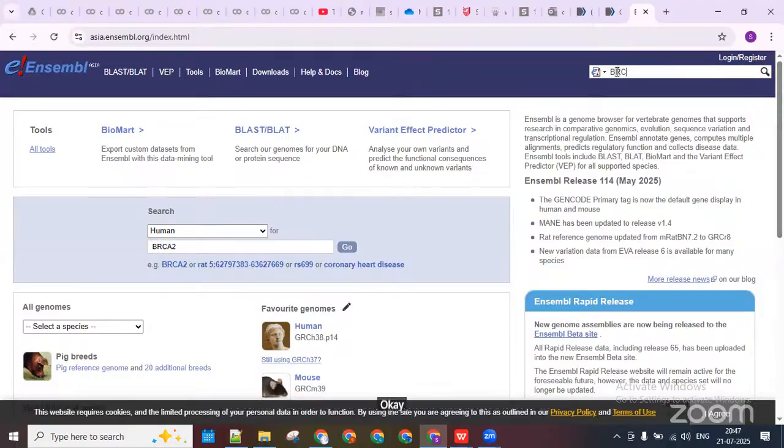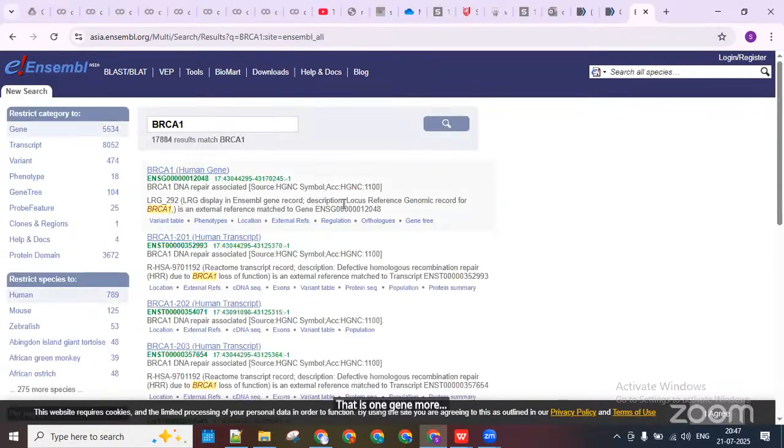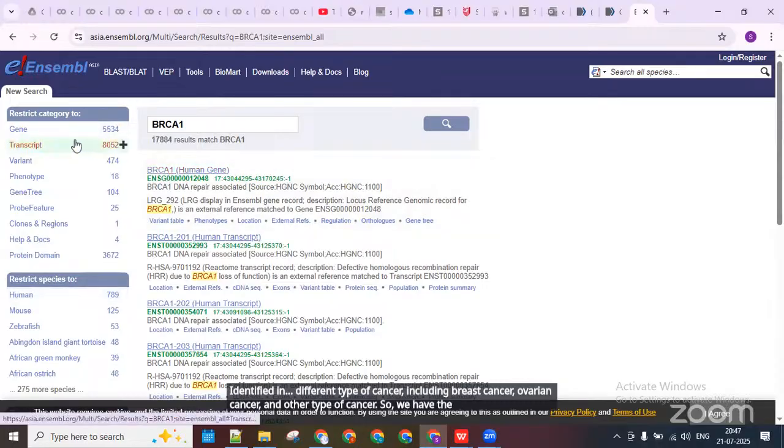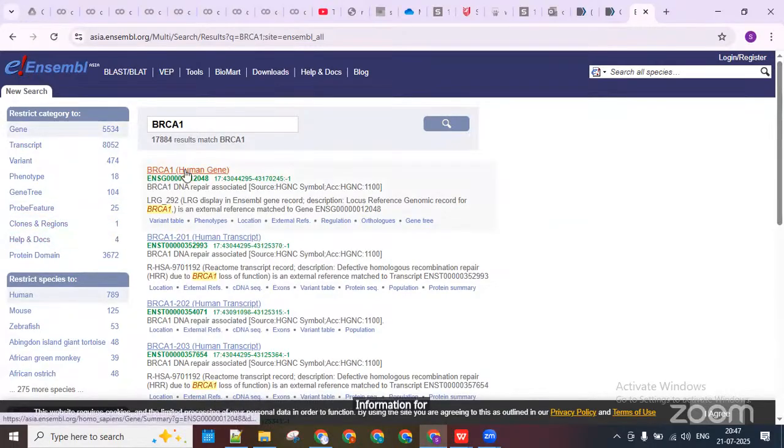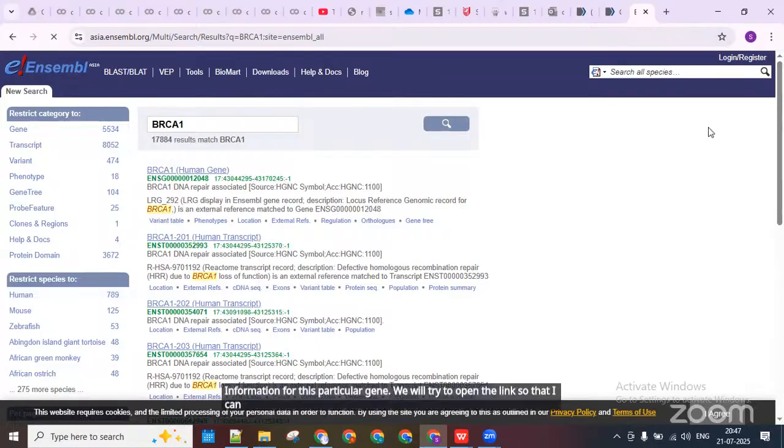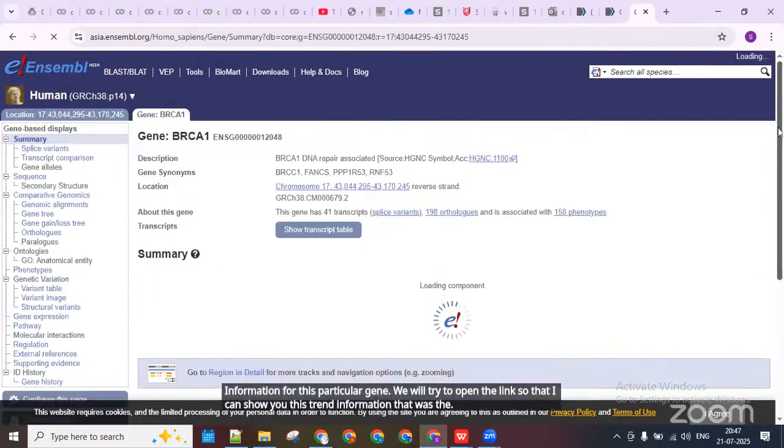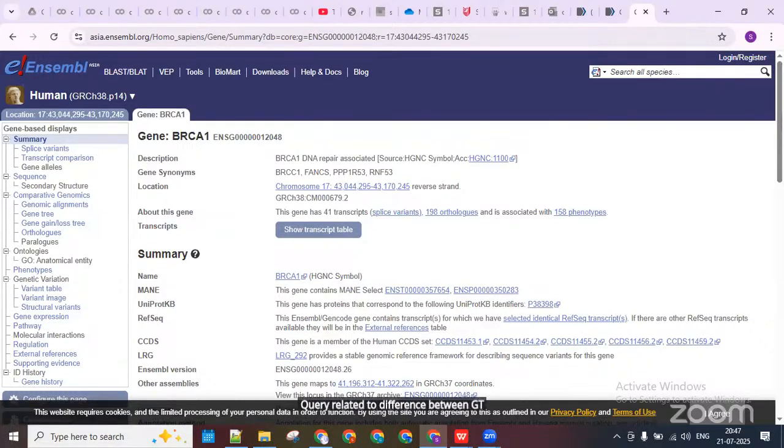Okay, now I will show you one gene. I'm searching for BRCA1. That is one gene very widely identified in different types of cancer, including breast cancer, ovarian cancer and others. So we have the gene information here. We have the transcripts, variants and other information for this particular gene. We will open the link so that I can show you the strand information. That was the query related to the difference between GTF and GFF. This will all be clear here.